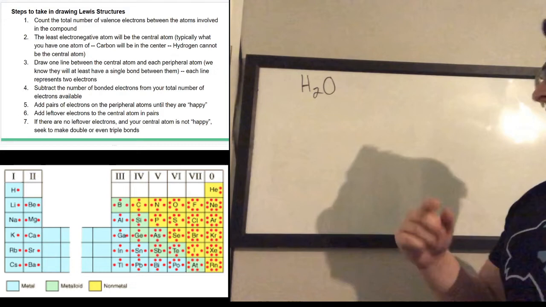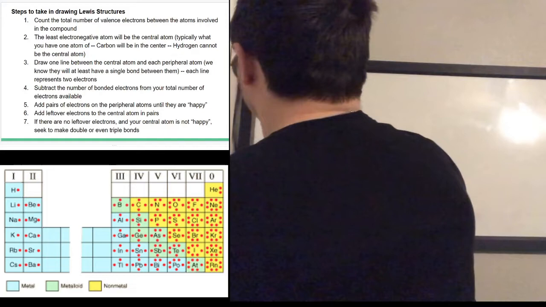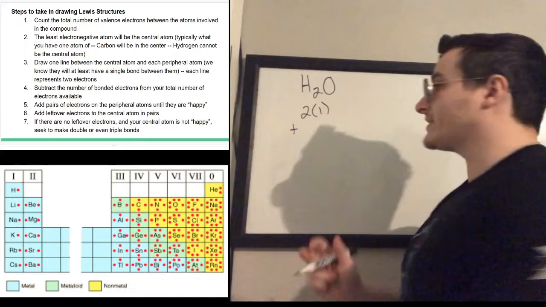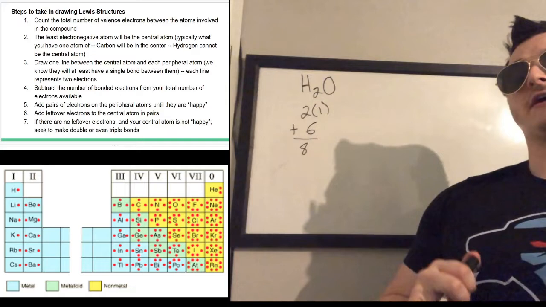I need to look at where they are located on the periodic table. Each hydrogen only has one valence electron, but there's two of them. So two times one. And oxygen is located in family 6A. Therefore, he is bringing six to the table. So although it's a different molecule, it still has the same amount of valence electrons as our last molecule did. We have eight.